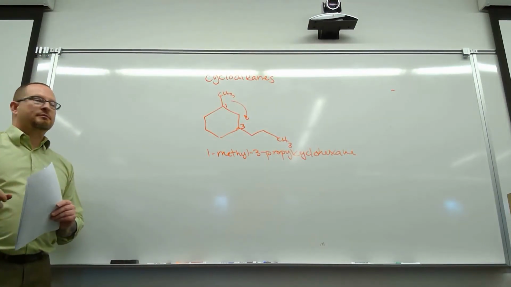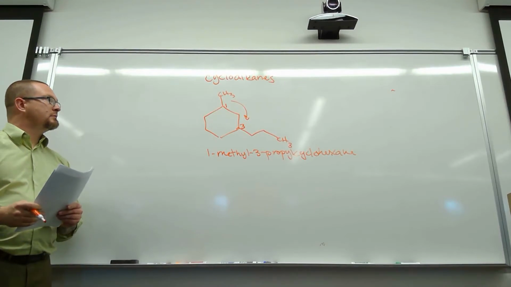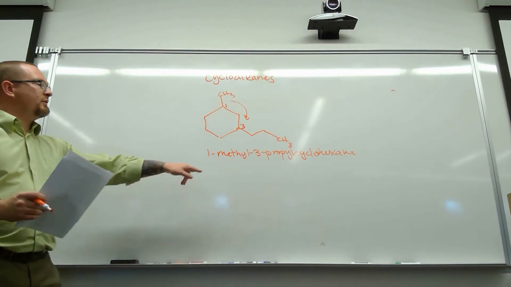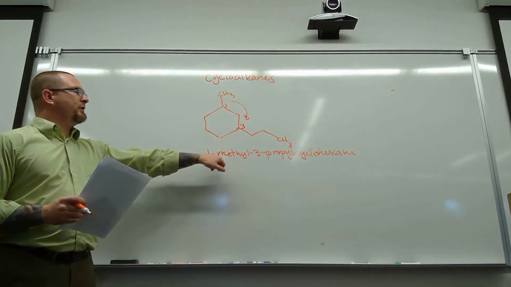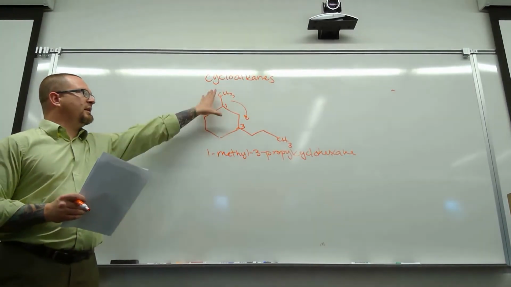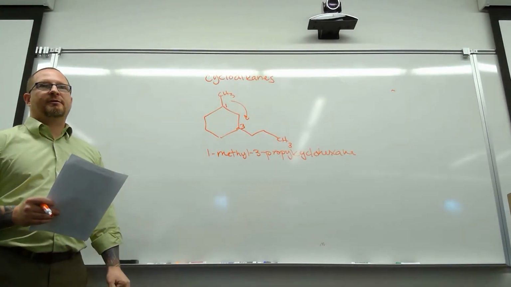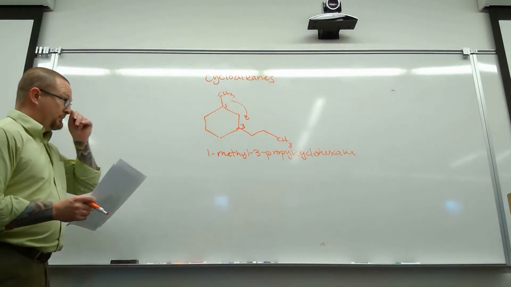Could you have done 3-methyl 1-propyl cyclohexane? Start with the propyl. No, because we will list these in alphabetical order, and we're going to give the first one listed the 1 designation. Yeah.